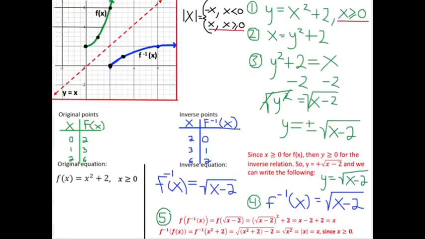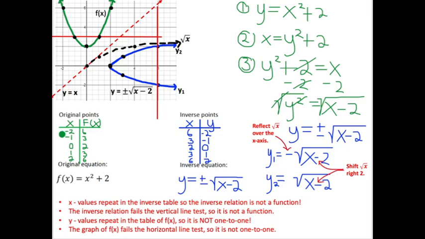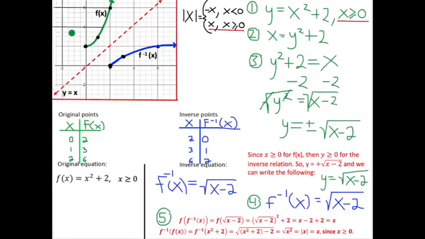All right, let's get back to our example with this restricted domain. So I think the only thing that we haven't looked at is just the table. I went ahead and took away those negative points that we had in the domain for the original. If you notice, we had -2 and -1 there. They're no longer there because we're starting at 0. So we just have the points (0, 2), (1, 3), and (2, 6), these 3 points. When we swap them, we have the points (2, 0), (3, 1), and (6, 2). Those are there.